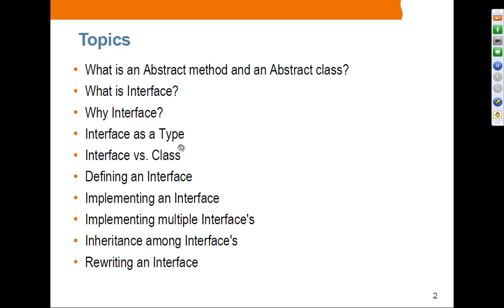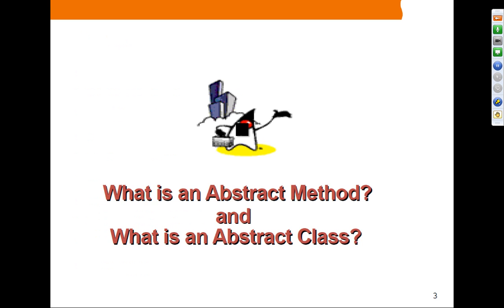Again, it's very important. And then we'll compare interface against class. And we'll see how we can define an interface and how we can implement that interface. And we'll talk about how a class can implement multiple interfaces. And we'll also talk about interface inheritance. Interfaces can have inheritance among themselves. Then we'll talk about rewriting interface. Okay, so quite a bit of topics to talk about.